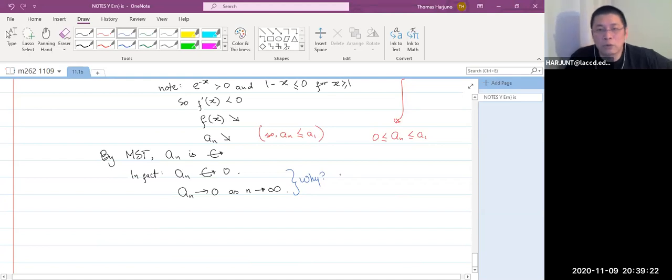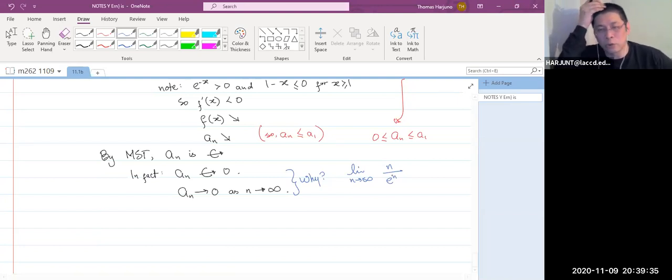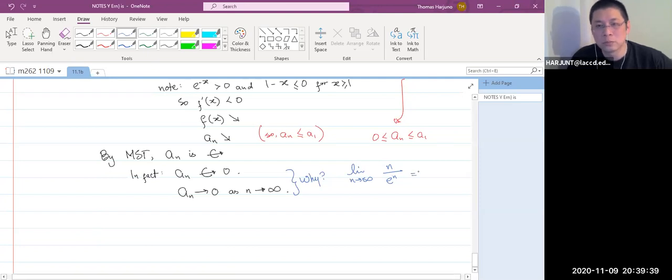Then I actually need to do this though. I need to do the limit as n goes to infinity of n over e to the n, right? But I don't think I can do that. I cannot use L'Hopital's rule at this point. Proof.